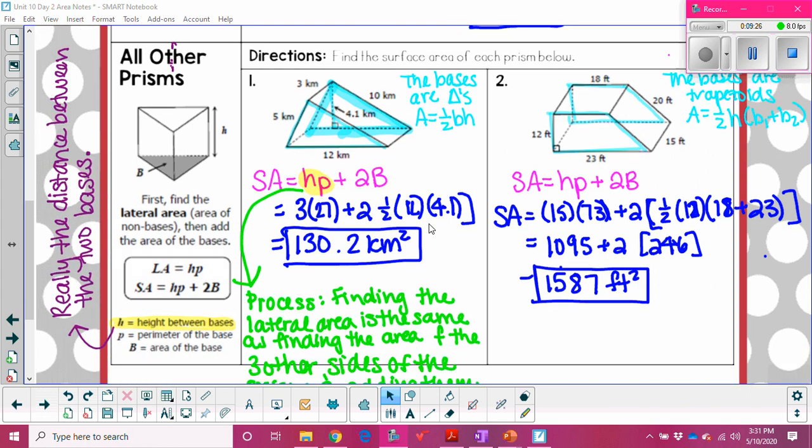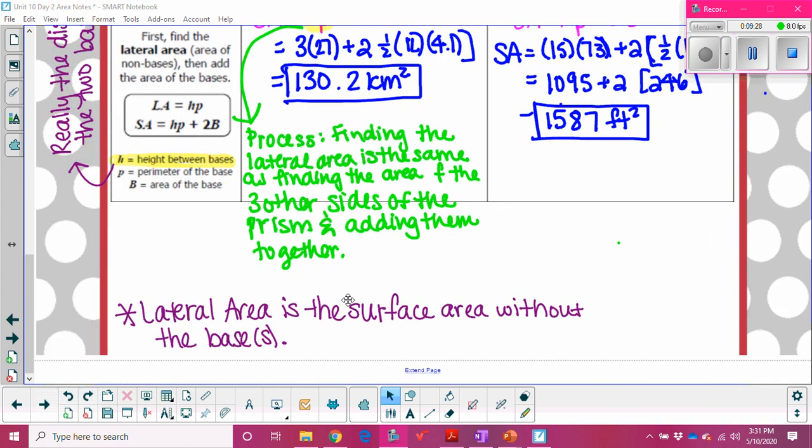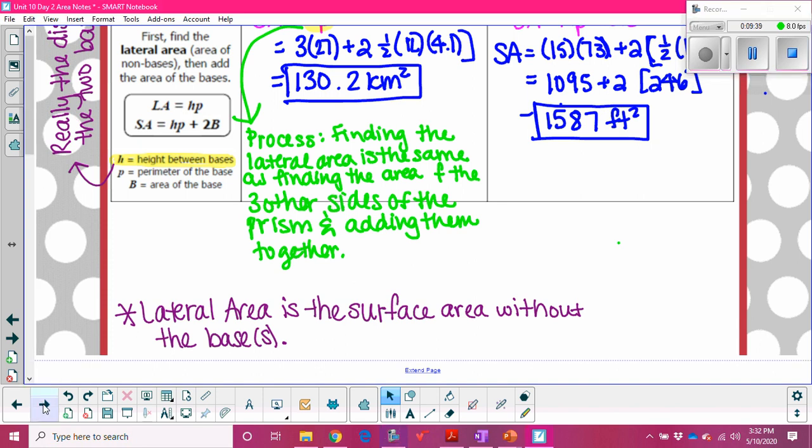Okay, so what I want y'all to remember about lateral area is that it is the surface area without the bases. So it's the surface area of the figure without the base or bases. Okay, let's go to the second page.